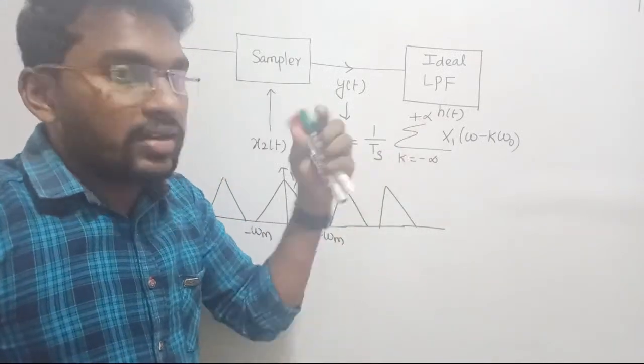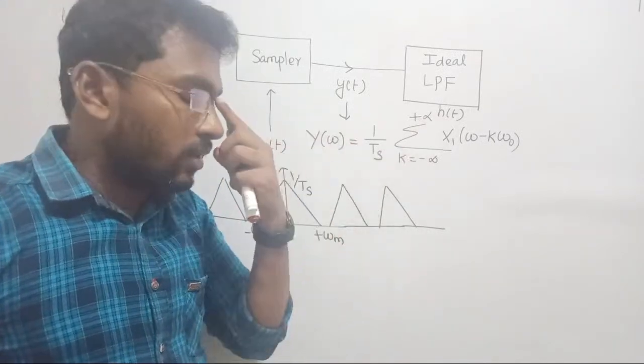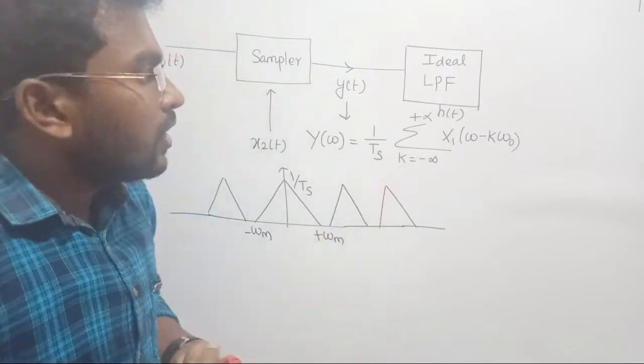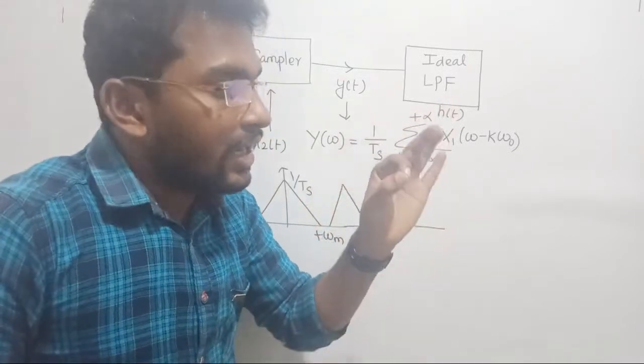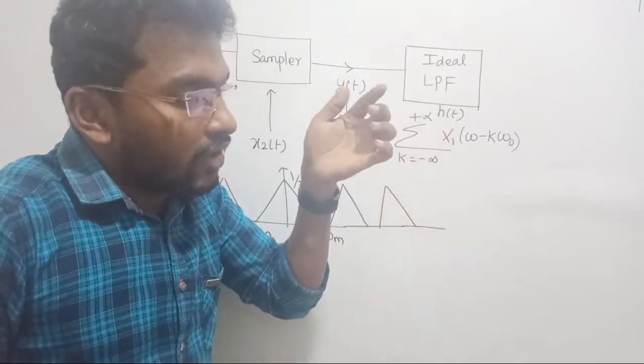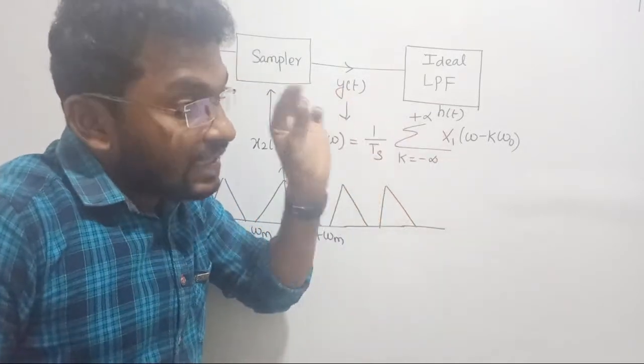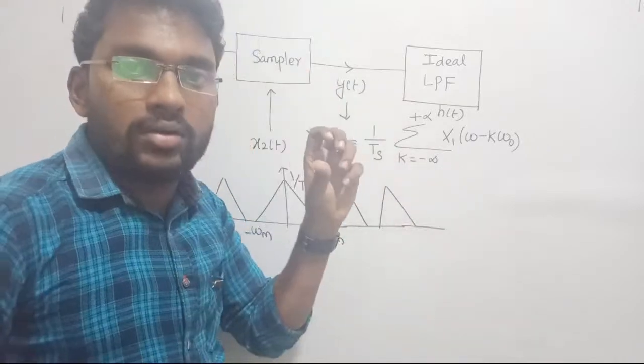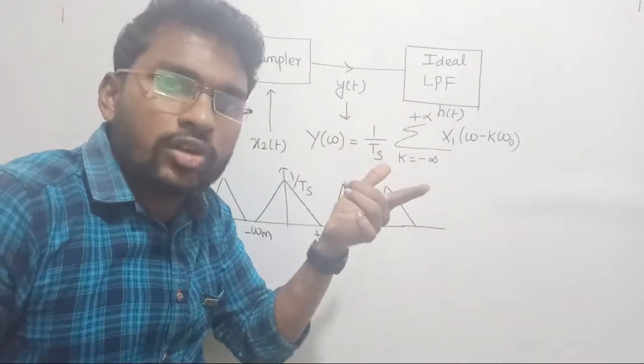In LTI system, what will happen? In time domain, your signals are going to be multiplied each other. Sorry, convolved with each other. I am repeating once again. Here I am designing the LTI system. In LTI system, whichever signal we are passing in the time domain, that signal is going to be in convolution with the system. In time domain it is convolution, in frequency domain, that will be multiplied.